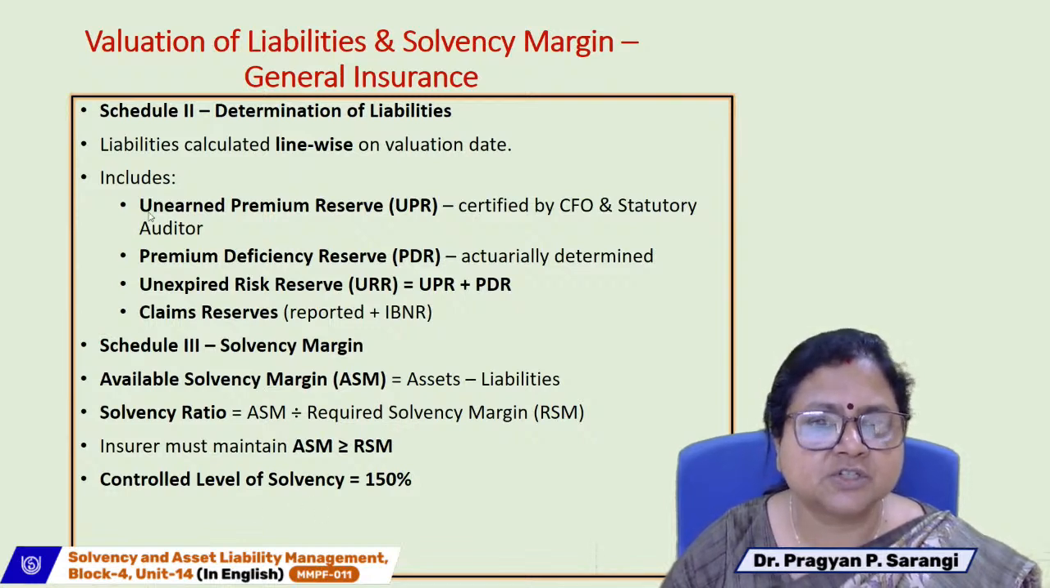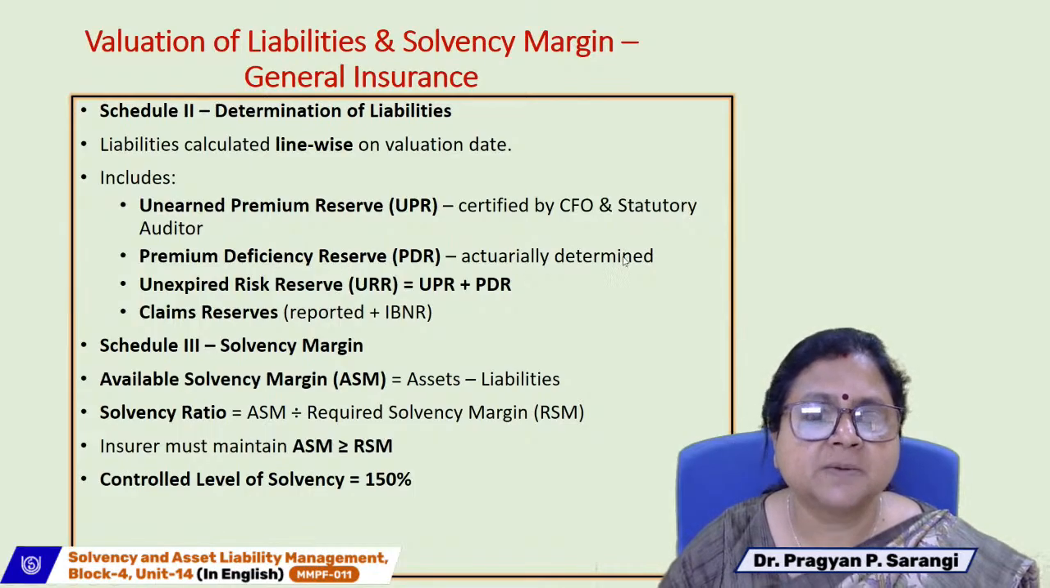The liability includes unearned premium reserves, and this has to be certified by the chief finance officer and the statutory auditor appointed. So this will be included under liability. Then the premium deficiency reserve, which is actually determined by the appointed actuary. And then the unexpired risk reserve.